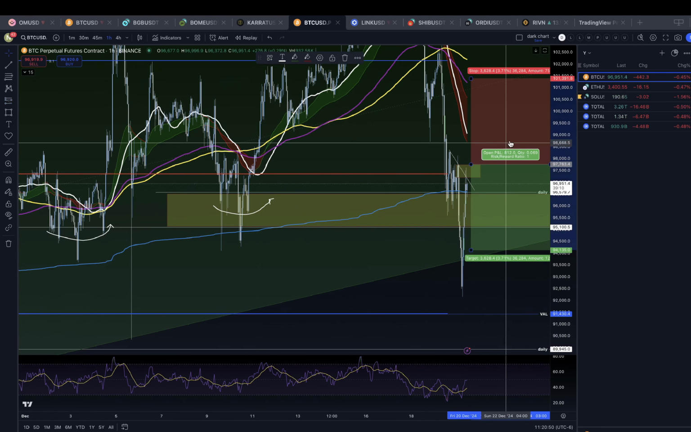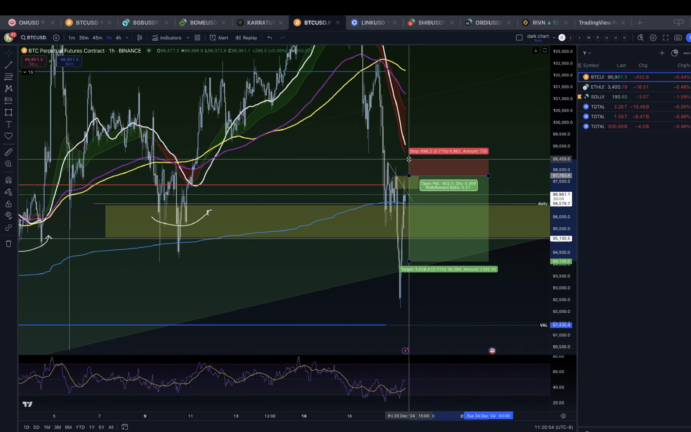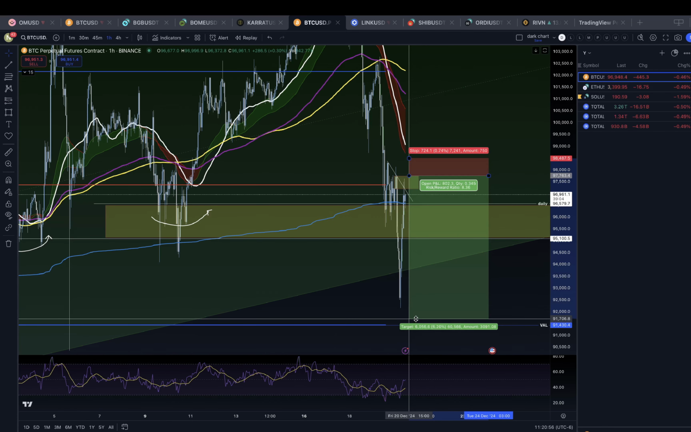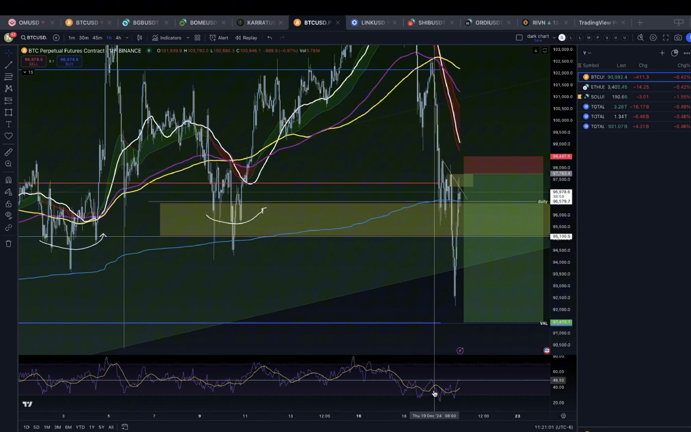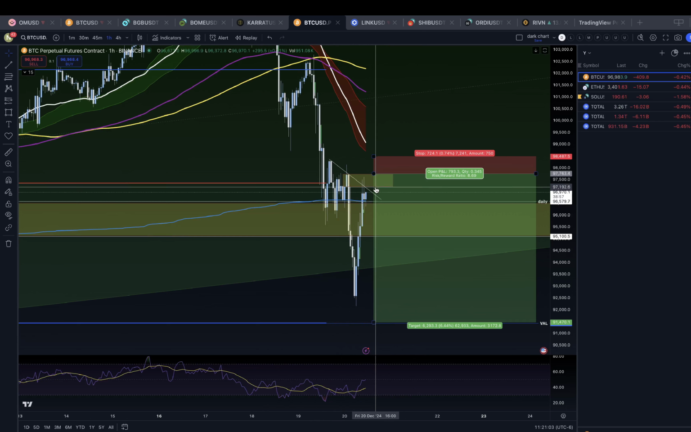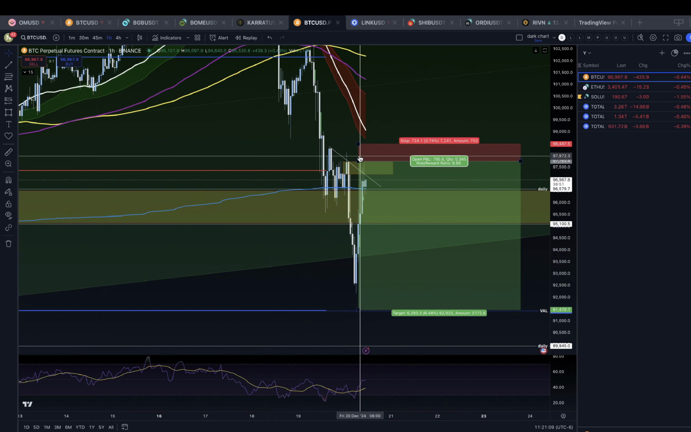I'd probably go for the top side of this zone and look for something like that. You see how this is already pushing up here? This isn't super weak right now. That's why I'm 50-50 about it.